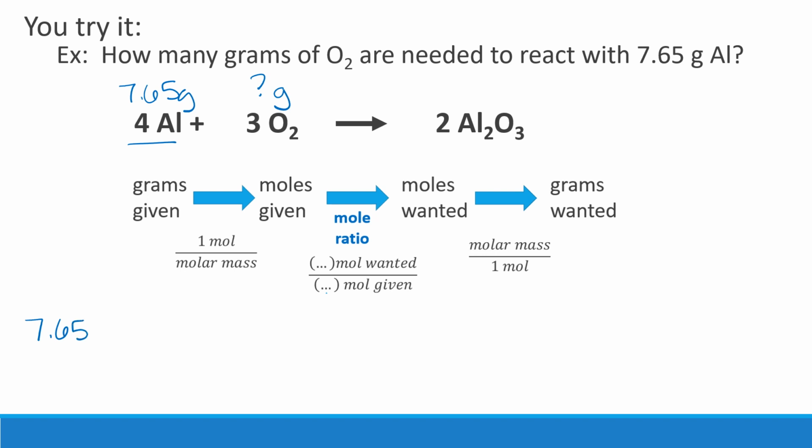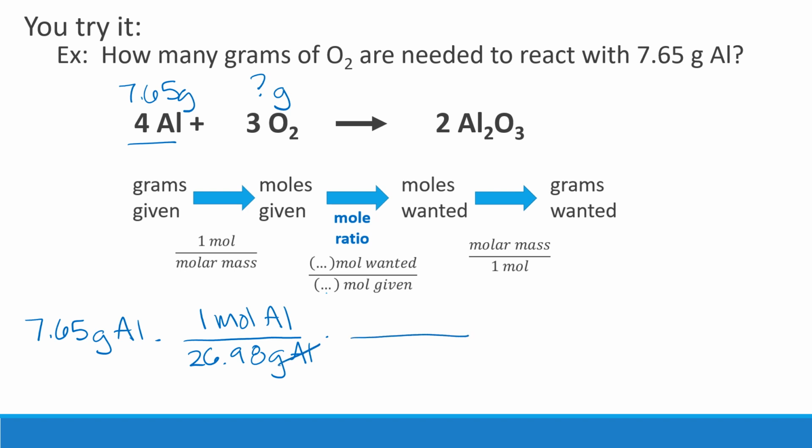7.65 grams of aluminum. Step 1, convert it to moles. 1 mole aluminum, and aluminum has a molar mass of 26.98 grams. And then I go to my balanced equation. I need moles of aluminum to cancel, and I want to go to moles of O2. And so it is 3 moles of O2 for every 4 moles of aluminum. 3 in front of O2, 4 in front of aluminum. Cancels moles of aluminum.